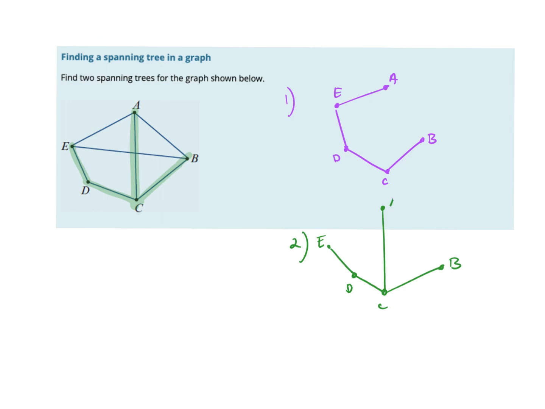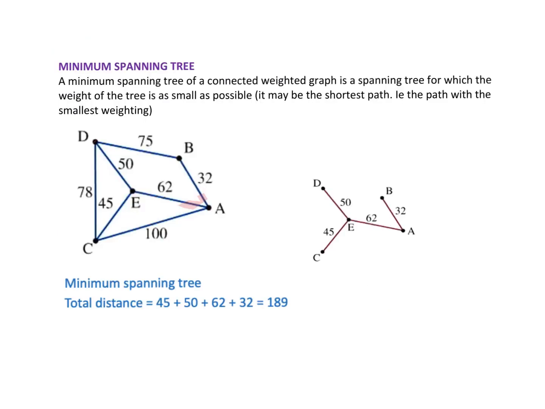Okay, so there is my second type of spanning tree. So we've gone to every vertex, yeah? You've got to make sure that's what spanning means. You've got to get out to every vertex. So the next thing we're going to look at is minimum spanning tree.